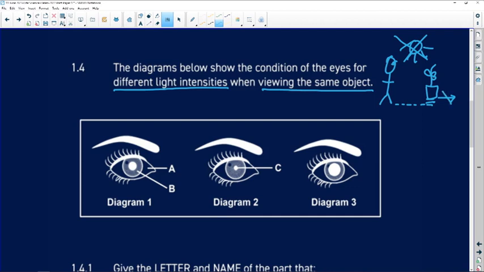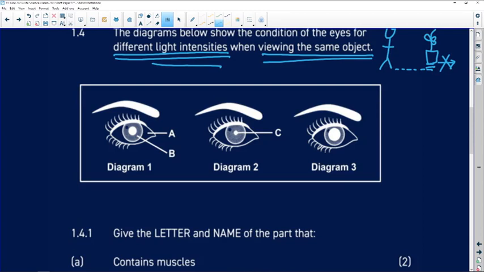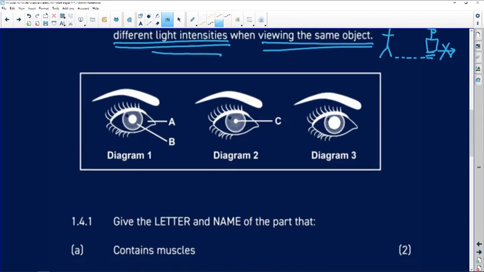We've drawn our little picture. We understand what the question is going to be about. Let's look at our diagrams. Diagram 1 shows us a pupil at that size. Diagram 2 shows us a much smaller pupil. Diagram 3 shows us a much larger pupil. Now, given that information, we have to give the letter and name of the part. So letter for one mark, name for one mark, it's out of two.